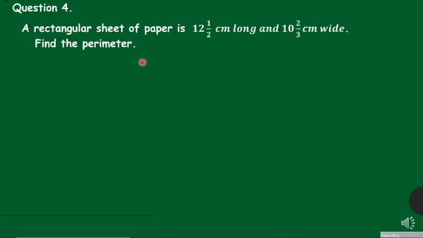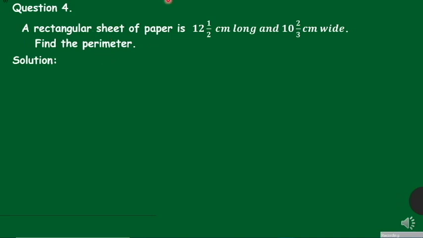Here in this question, it is given there is a rectangular sheet of paper which is 12 whole 1 upon 2 centimeter long and 10 whole 2 upon 3 centimeter wide. In this question, we need to calculate the perimeter of the rectangular sheet. So to calculate the perimeter of the rectangular sheet, you need to find the perimeter of a rectangle. Why a rectangle? Because it is in rectangular shape. So here we have the solution.